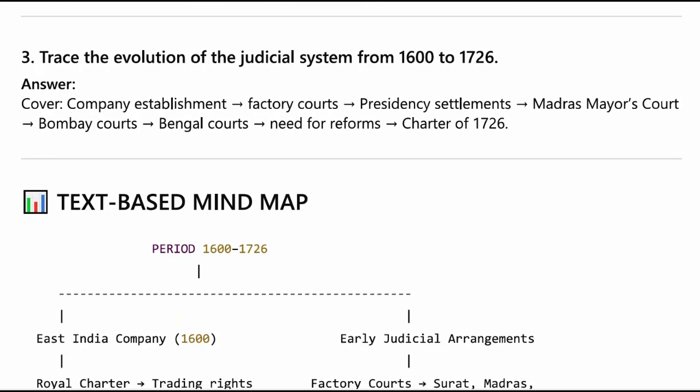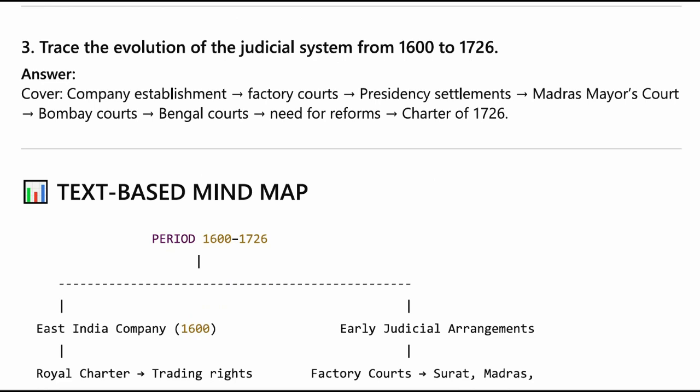Question number 3. Trace the evolution of the judicial system from 1600 to 1726. Here we have to talk about how the company was established through the Charter of 1600 by Queen Elizabeth I, the setting up of factory and the factory courts, the presidency settlements, the Mayor's Court of Madras, the Court of Judicature of Bombay, and the Zamindari courts and the Admiralty courts of Bengal, and why there was a need for reforms, which led to the Charter of 1726.